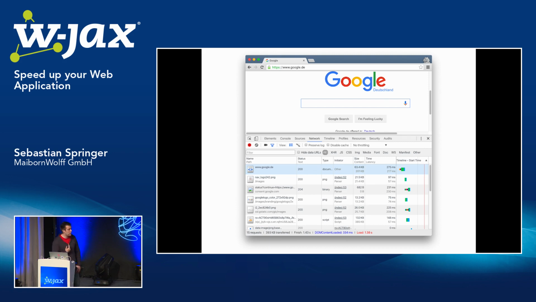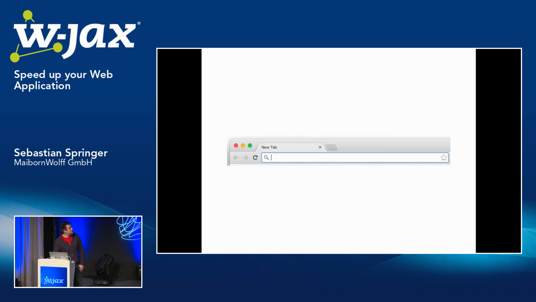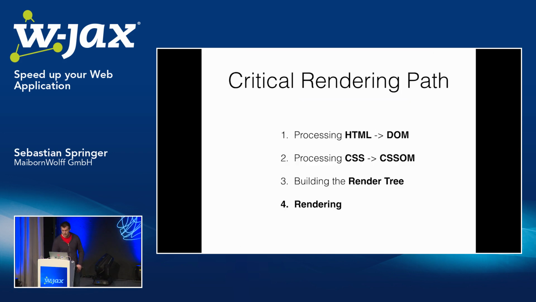So what are the parts of this critical rendering path? From this to that, your browser has to do a lot of work. It has to process the HTML structure. It has to process the CSS structure. It has to create a mixture of HTML and CSS, and it has to display all the things.